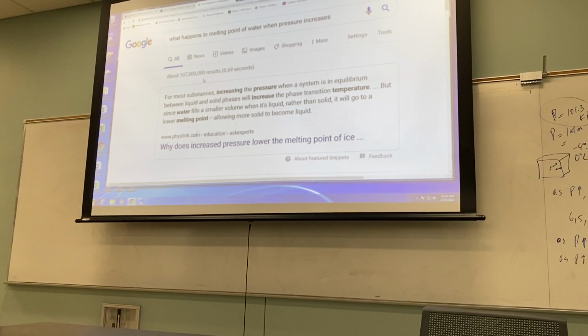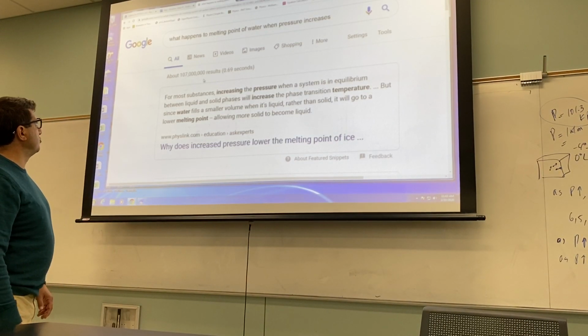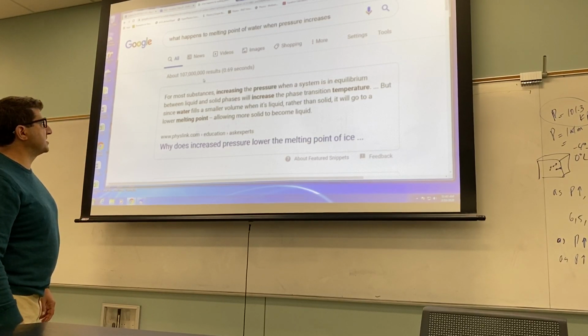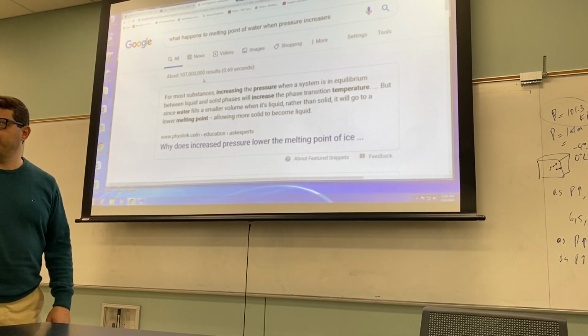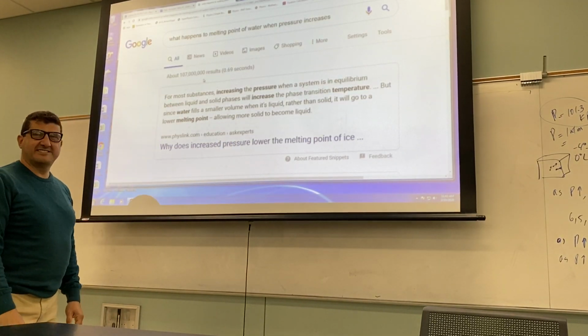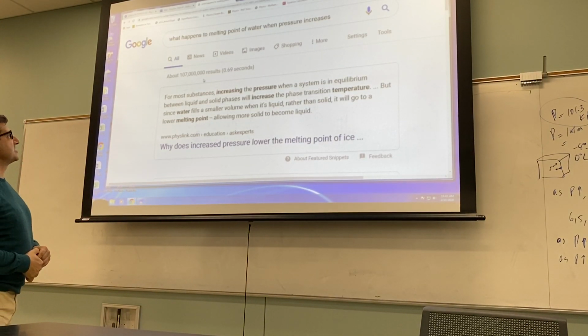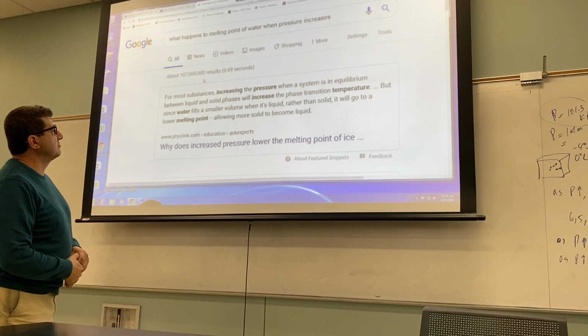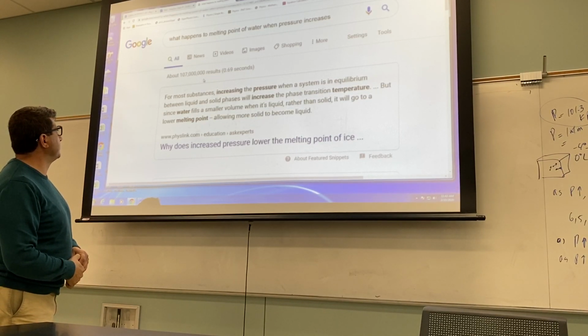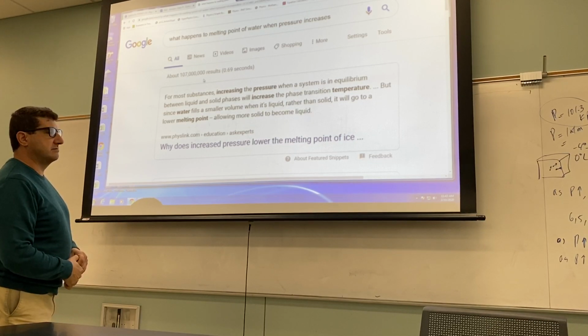For most substances, increasing the pressure when a system is in equilibrium between liquid and solid will increase the phase transition temperature. Yay! Be excited. But since water fills a smaller volume when it's liquid rather than solid, it will go to a lower melting point. What the?